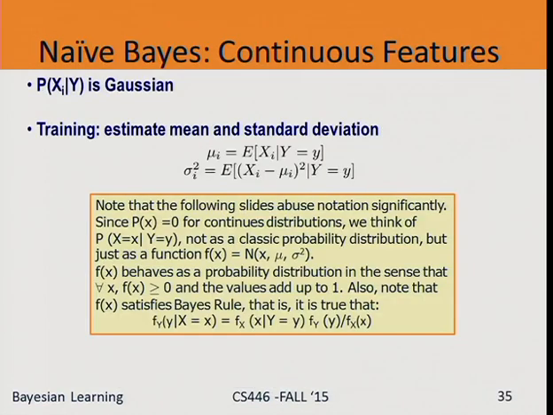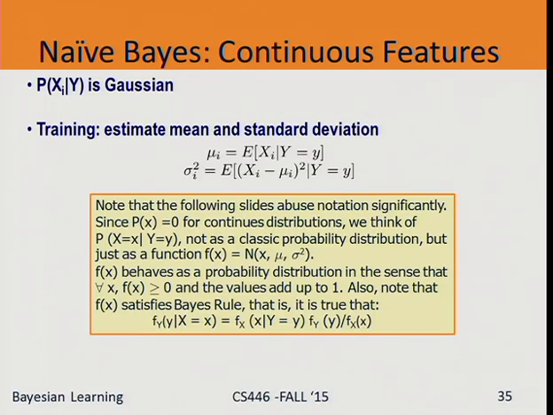I just want to highlight one thing if you go over it. There's a lot of abuse of notation here. In many cases we abuse our notations, but here specifically, because these are continuous variables, we actually don't know how to compute P of X given Y.